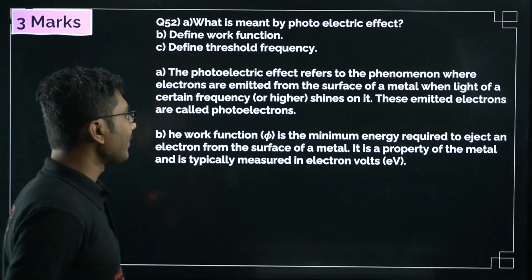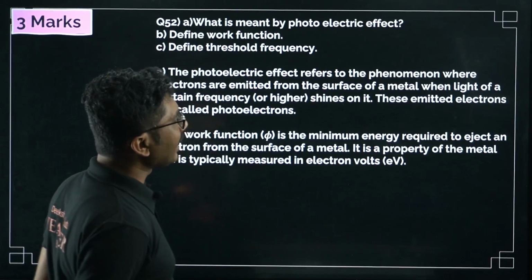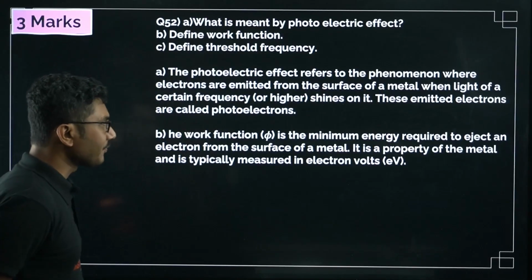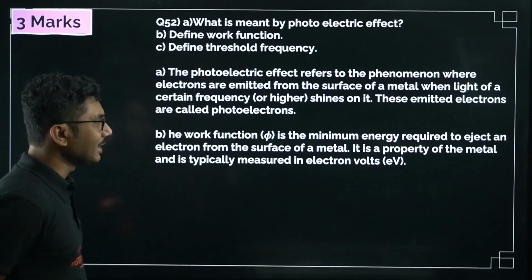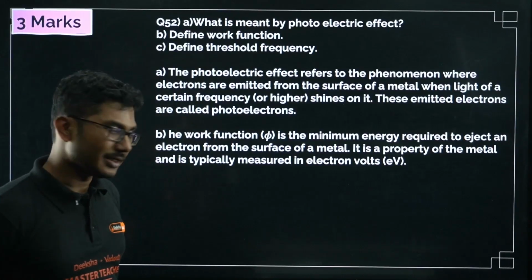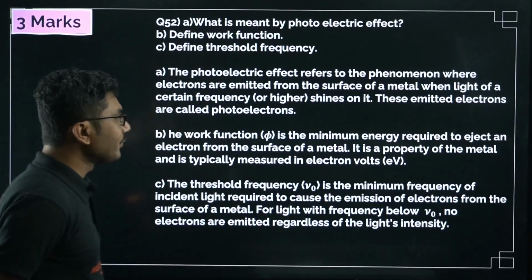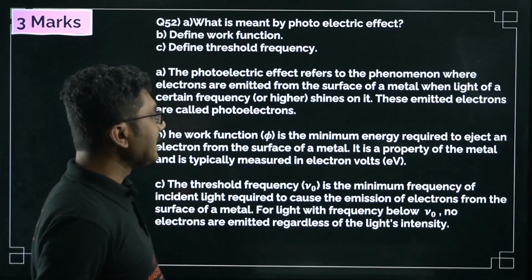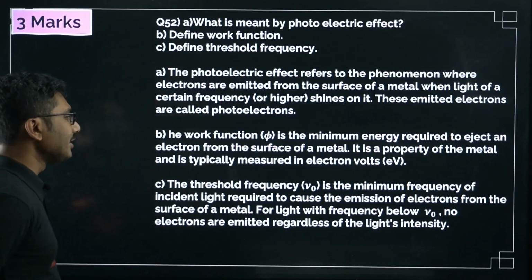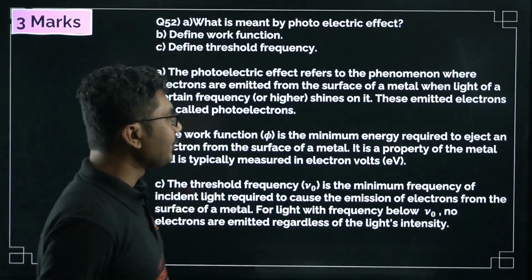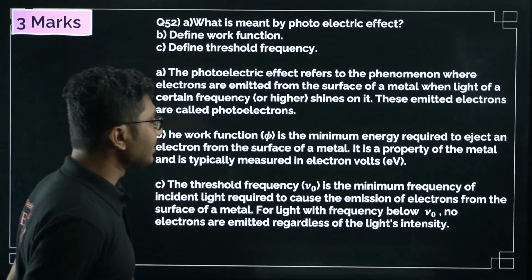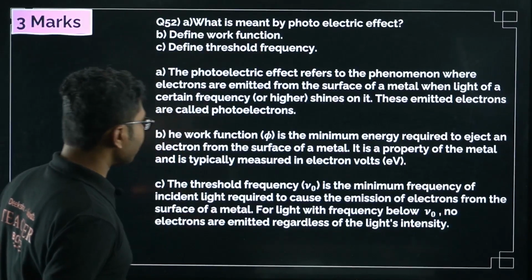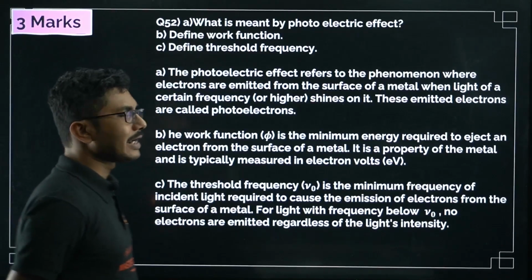The work function phi is the minimum energy required to eject an electron from the surface of the metal. It is a property of the metal and is typically measured in electron volts. The threshold frequency nu naught is the minimum frequency of the incident light required to cause the emission of electrons from the surface of a metal. For light with frequency below nu naught, no electrons are emitted regardless of the light intensity.